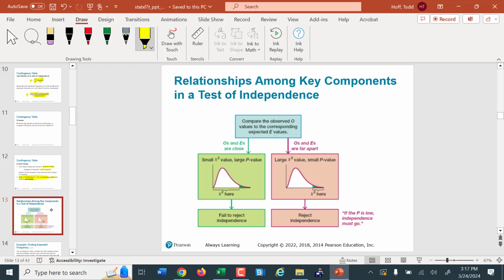So this flowchart is similar to the last section. If the observed and the expected values are close together, we're going to have a small test statistic and a very large p-value. We will fail to reject the null hypothesis, which means we cannot reject that they are independent. If the expected and observed values are far apart, we're going to get a large test statistic and a small p-value, which could lead us to reject the null hypothesis, which means that we would be rejecting independence, saying they're not independent.